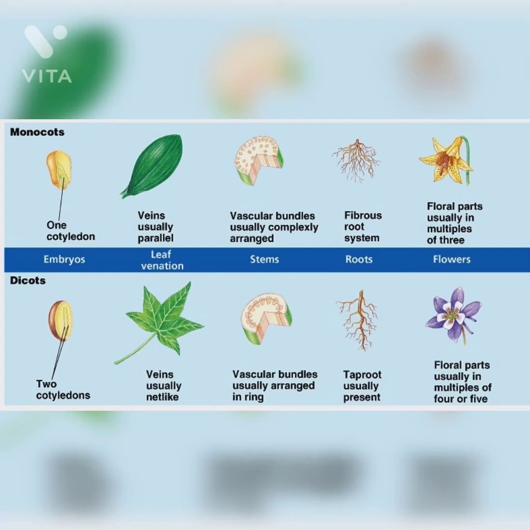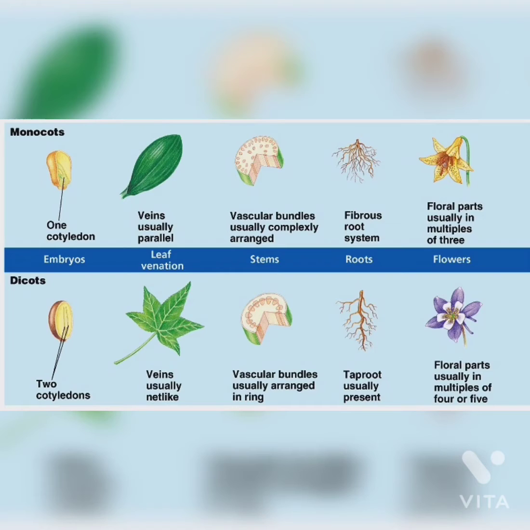Thirdly, on the basis of a stem, in the case of monocots, vascular bundles are arranged as shown in the picture. They are complexly arranged. Means the vascular bundles, that is xylem and phloem, are arranged in a complex way. Xylem helps in the transport of water and phloem in the transport of food. And in the dicots they are arranged in a ring. You can see in the picture carefully, vascular bundles are arranged in a ring pattern.